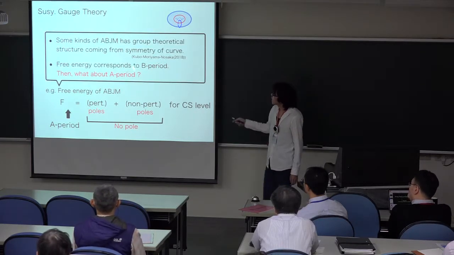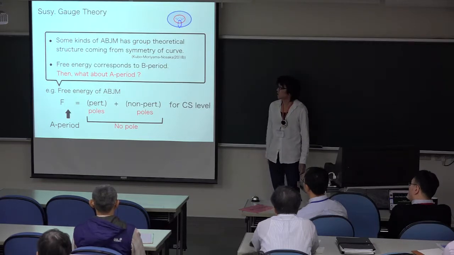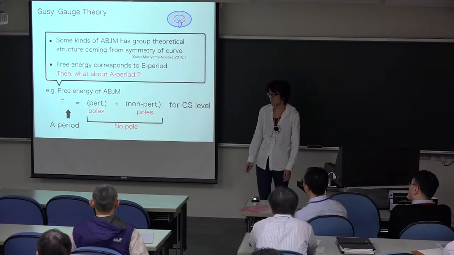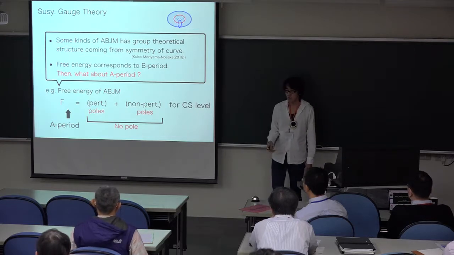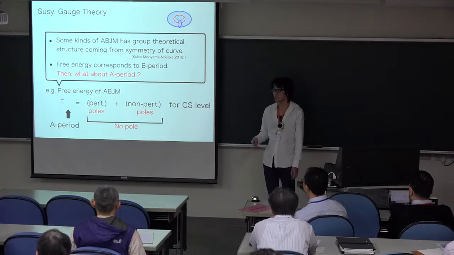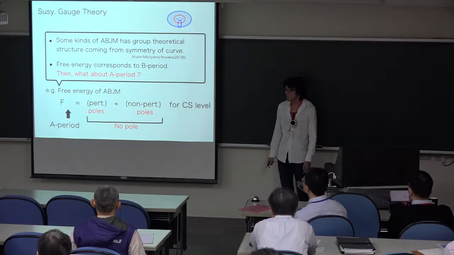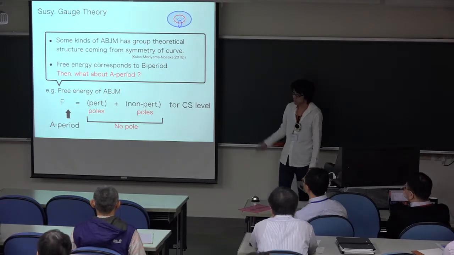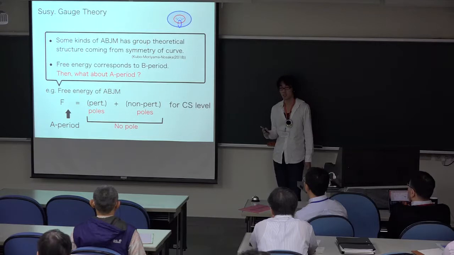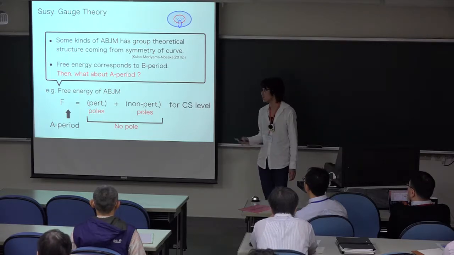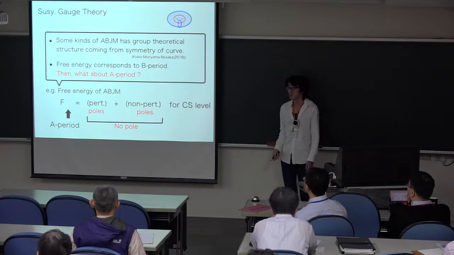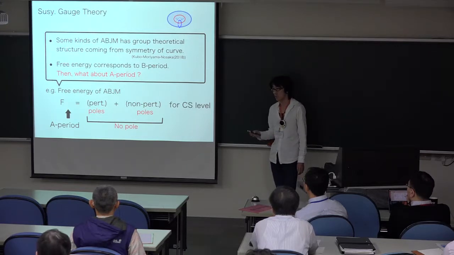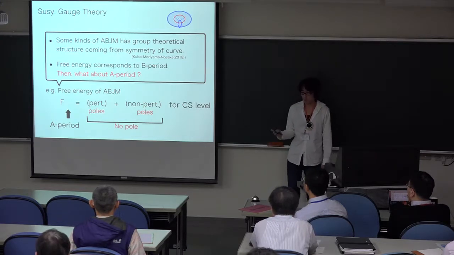In recent progress, it was shown that the free energy of some kinds of M-theory can be expressed by Weyl characters, whose group theoretical structure comes from the symmetry of the spectral curve. Also, very roughly speaking, the free energy can be calculated from the B period. In that sense, we can say that the B period has a group theoretical structure in terms of the symmetry of the spectral curve. So the natural question is, what about the A period? Can we see the group theoretical structure in the A period? This is the concrete motivation of our study.